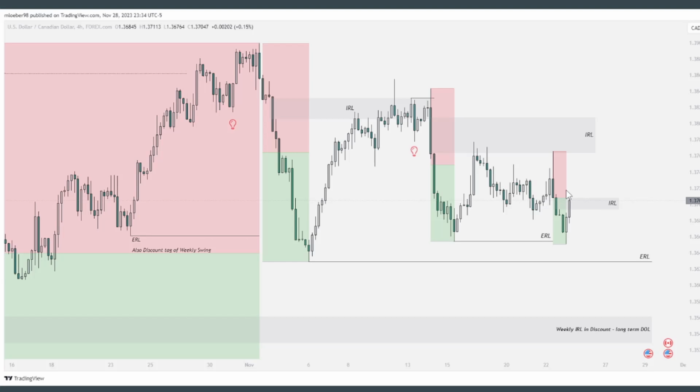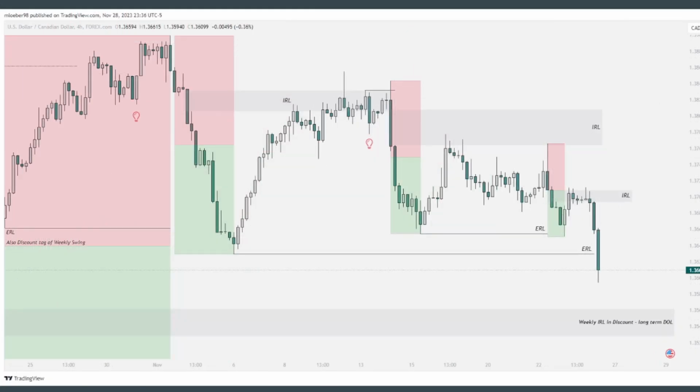What do we expect now? We expect price to reach our original draw on liquidity, this low. And what do you think happened next? We smooth run to the low that we ended up targeting and take out our original dealing range low that had our first tag of discount of the weekly range. But we still haven't reached our weekly internal range liquidity pool bullish fair value gap that was in discount.